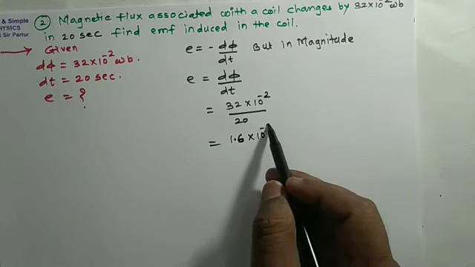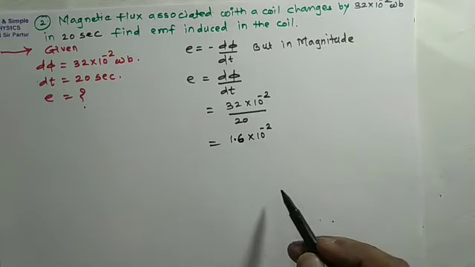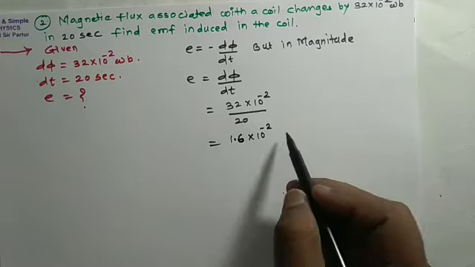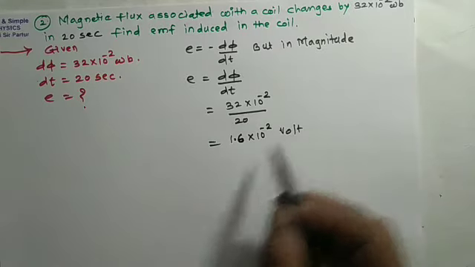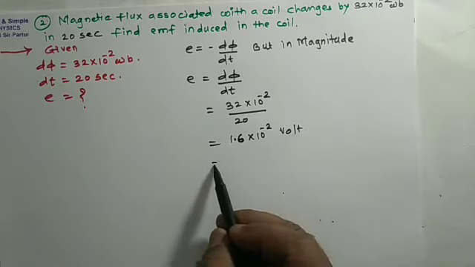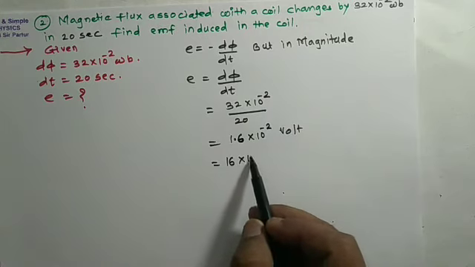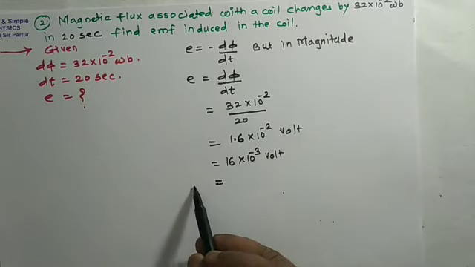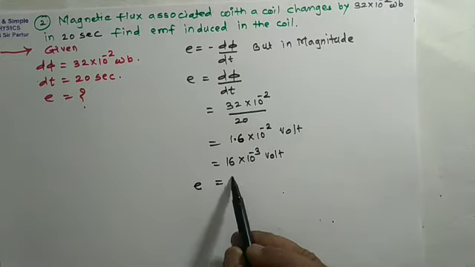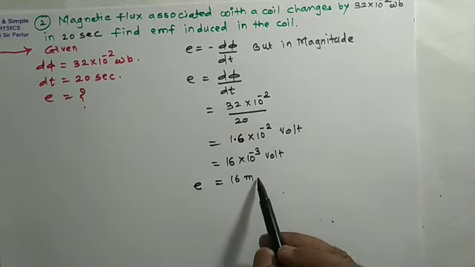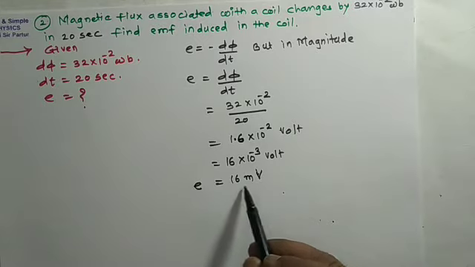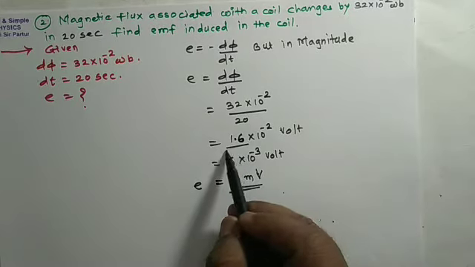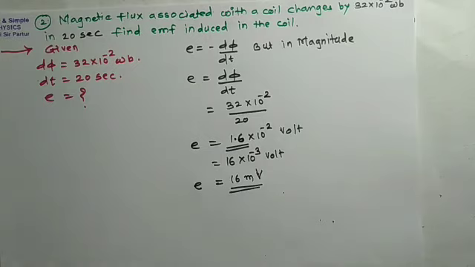So EMF will be 1.6 into 10 raised to minus 2 volt. But if we shift the decimal point, it becomes 16 into 10 to the power minus 3 volt. We can also say induced EMF will be 16 millivolt. That will also be the answer for induced EMF in the coil.